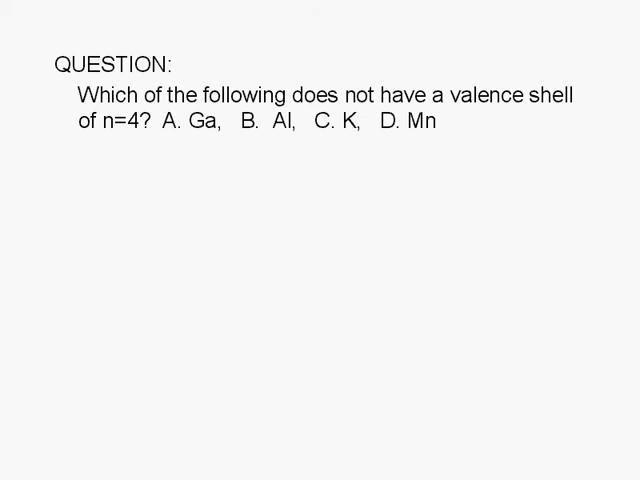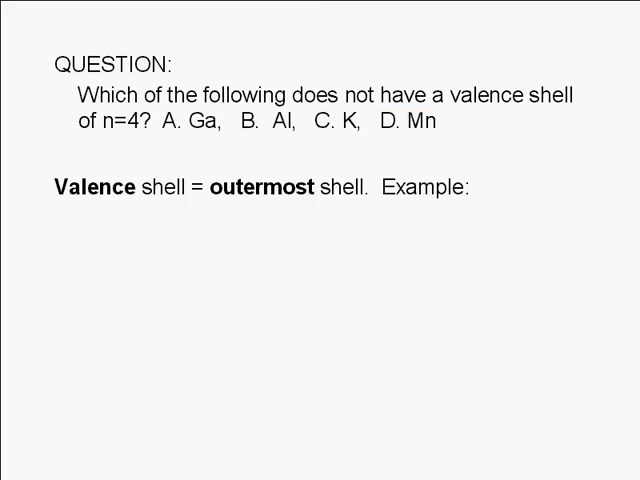Which of the following does not have a valence shell of n equals 4? A. Gallium, B. Aluminum, C. Potassium, or D. Manganese? The term valence shell means outermost shell.